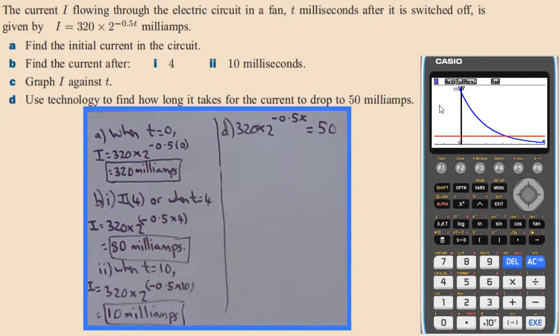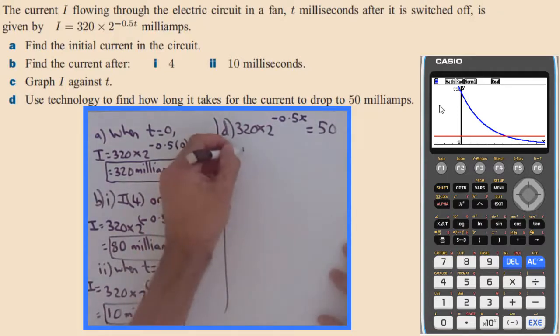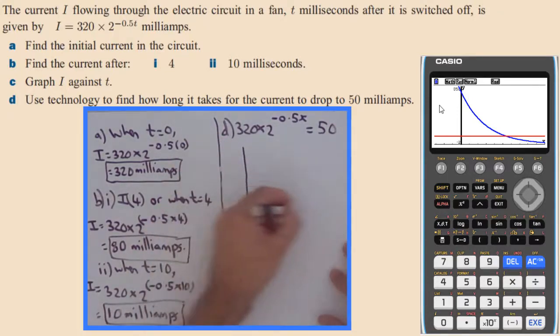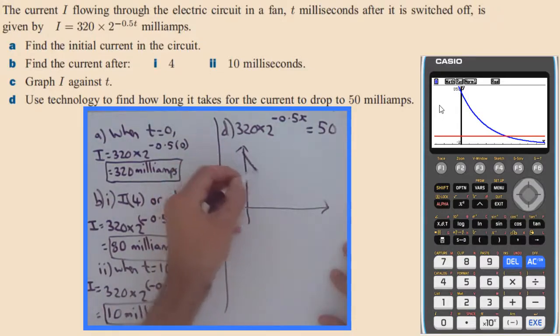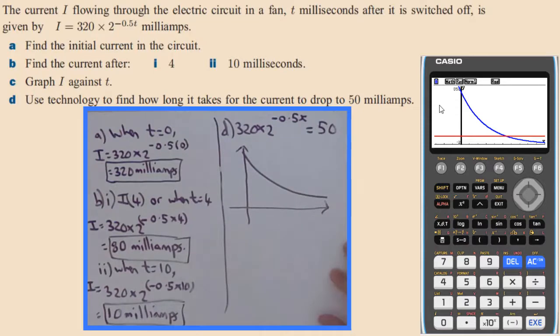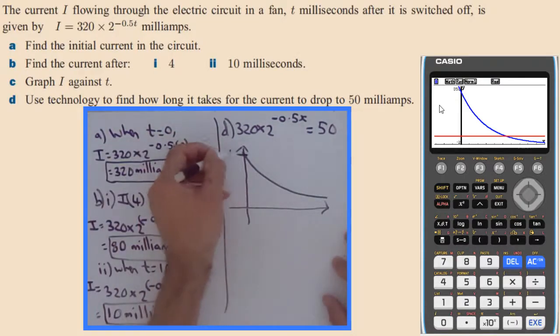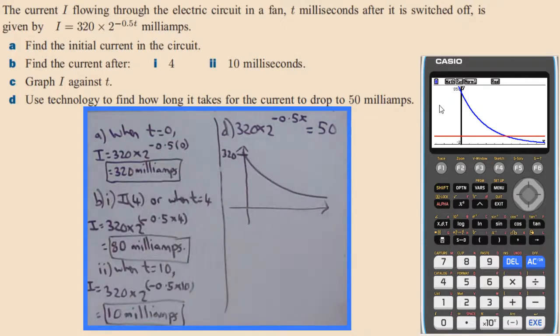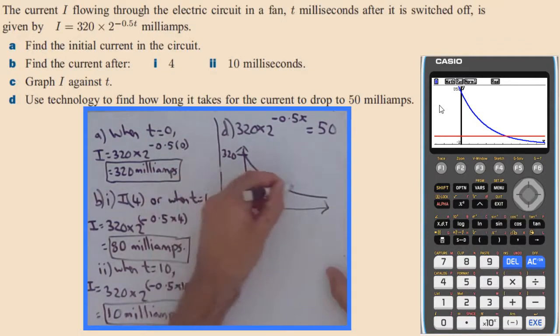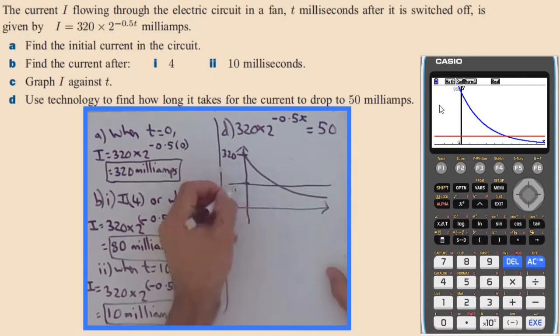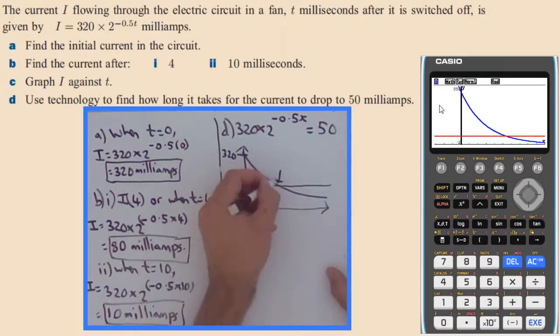Now remember, we need some working. This is why you can't just use a solver. You shouldn't just use a solver, not advisable. I'm going to draw a little axis there and there. Going to draw my decay function, something like that. And I might even put this 320 on there, just because it's such an easy point to put on. So that's the decay function. And then you've got y equals 50 here. So 50. And we're interested in this point.